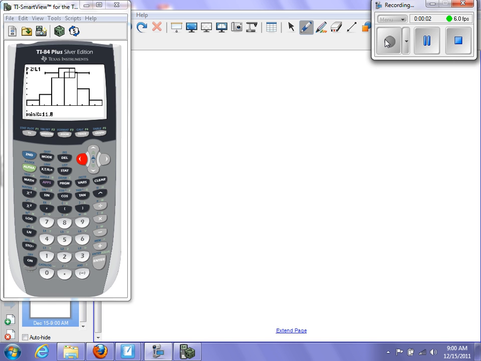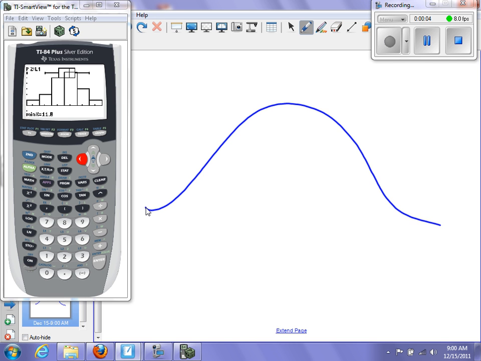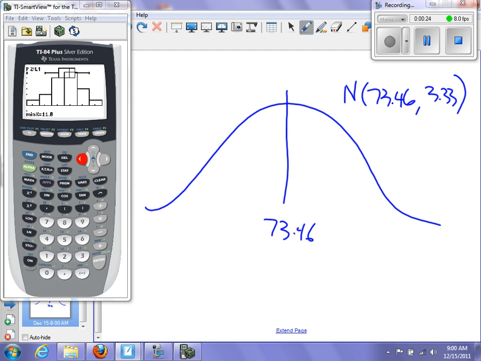So I have a normal model, and my mean is 73.46. So I have an N(73.46, 3.33), it says my standard deviation is 3.33. Right. So I'm not going to bother figuring out the numbers right now, but I can calculate all of my standard deviations properly with just a little bit of addition and subtraction. Everybody knows how to do that, right? Everybody does that pretty well. Okay.